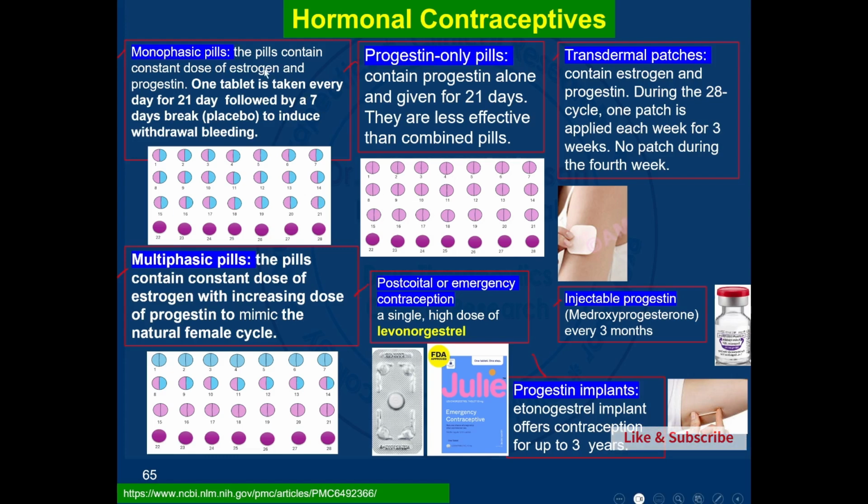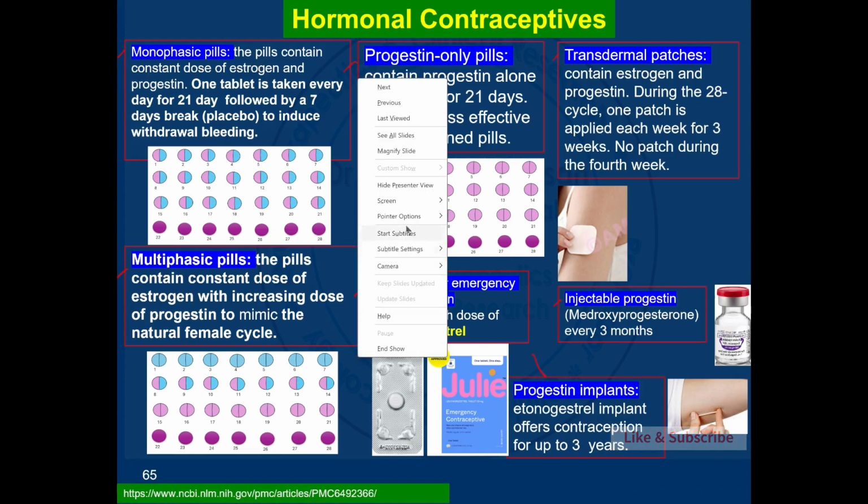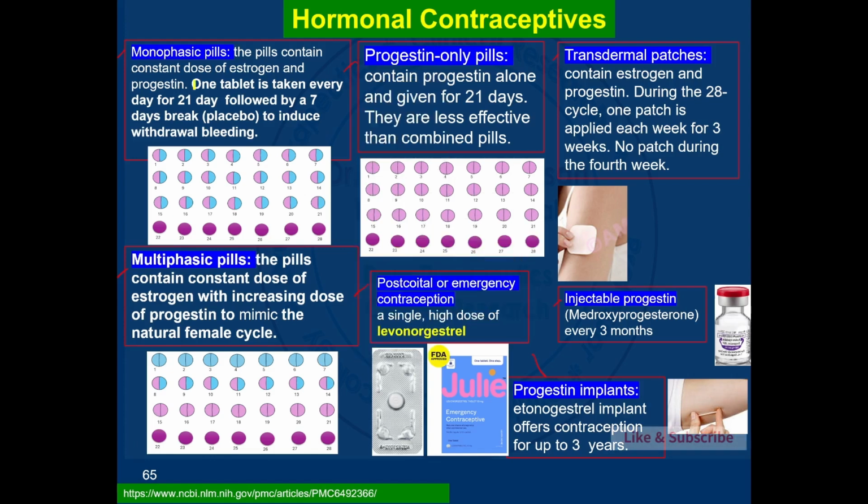For the monophasic pill, the pill contains a constant dose of estrogen and progesterone. This is a key word for us here. So we need to remember monophasic pills have a constant dose of estrogen and progestin, with one tablet taken every day for 21 days, followed by a 7-day break or placebo. As you can see, we have a fixed dose of estrogen and progesterone for 3 weeks, 21 days. Then we have placebo for another 7 days, which will induce withdrawal bleeding.